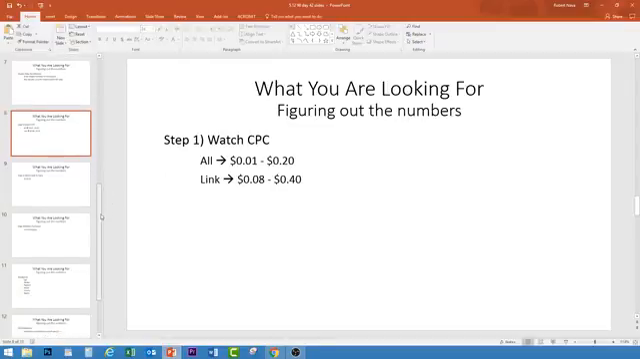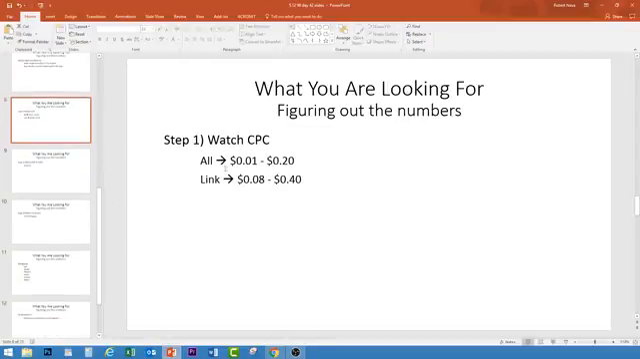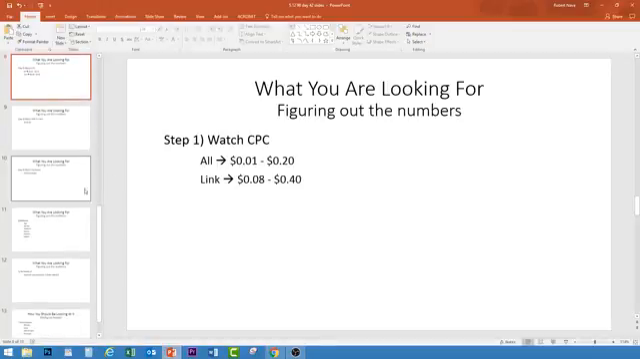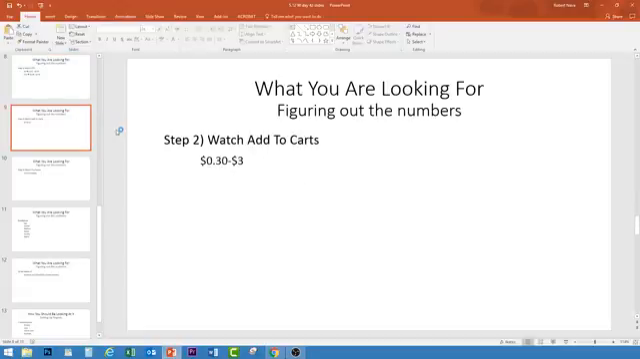So these are kind of baseline. That's where you want to start. Definitely don't want to go too much higher than that. You're doing good if you go lower. Make sense, you guys? Step one, make sure you've got some good clicks. Okay, step two is to now start watching your add to carts.